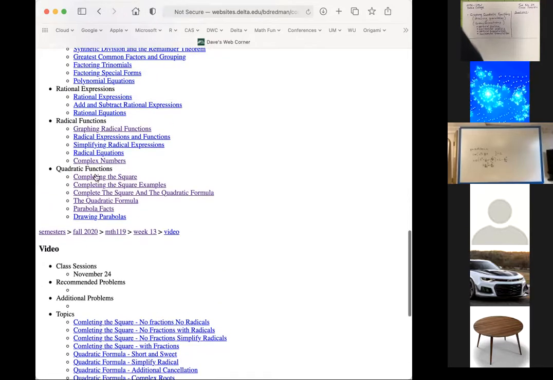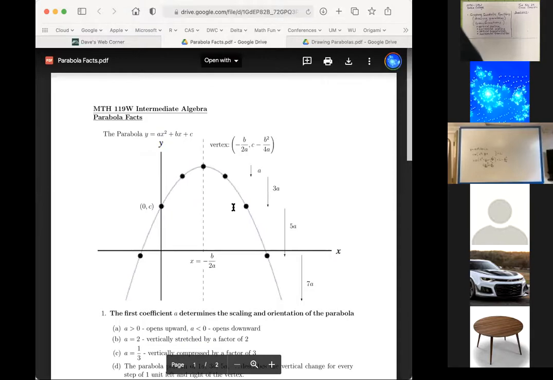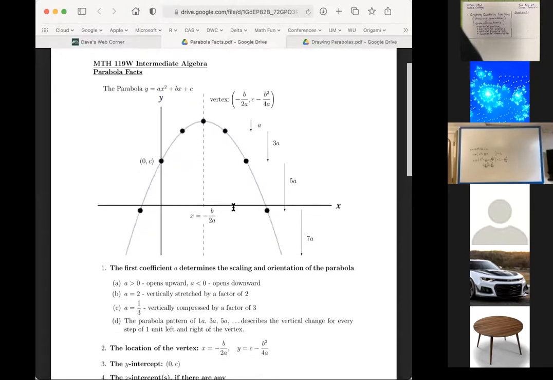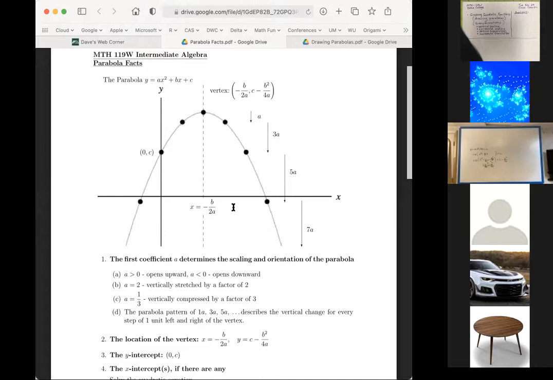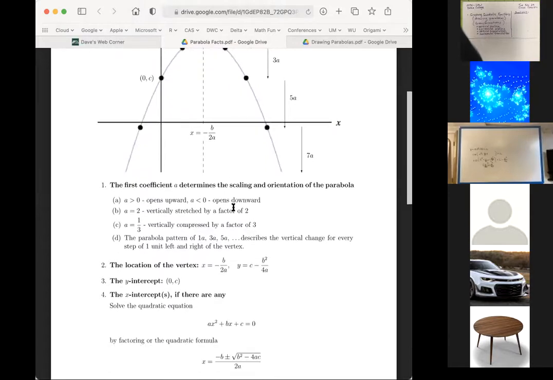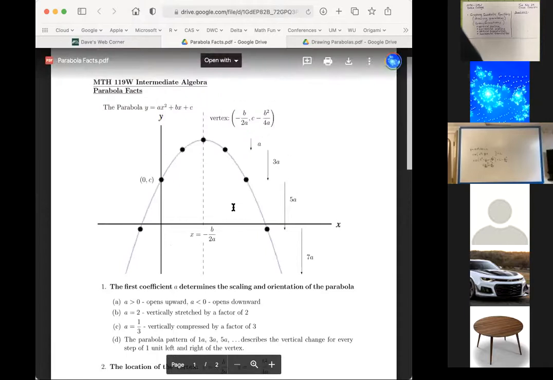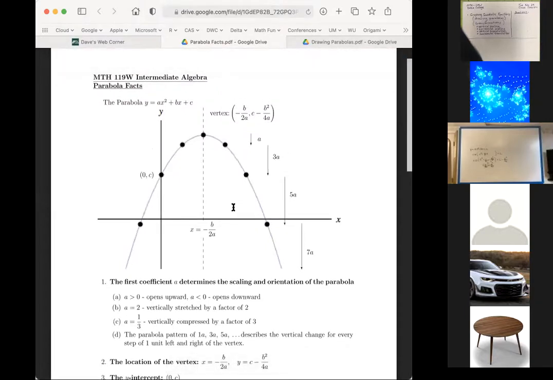I've already given you handouts about the quadratic functions, completing the square examples, completing the square and the quadratic formula, but I want to highlight 2 additional handouts today: Parabola Facts and Drawing Parabolas. So today our mission is to draw parabolas. And I want to give you just a shape of a general parabola and the key points on a parabola. So this is a summary of the things we're going to use to draw parabolas.